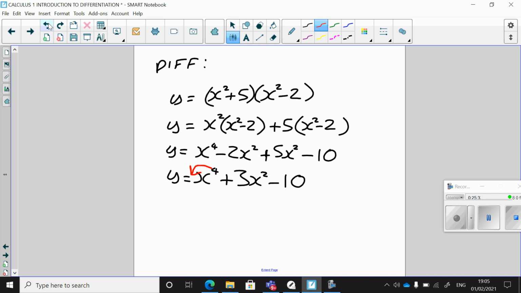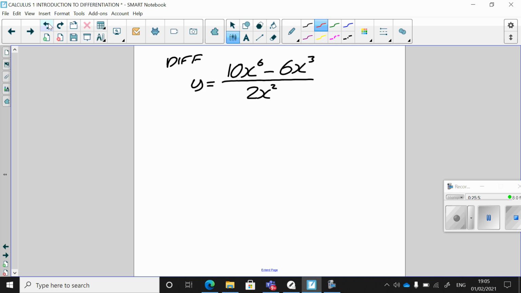That's what we're going to do. Okay, there you go. 4 down the front, reduce the power by 1, that goes to 3, 4x cubed. Next one, 2 times 3 is 6, and 2 take 1 is 1. We don't need to show the 1 there. The negative 10, it's a constant number on its own. Get rid. Right.